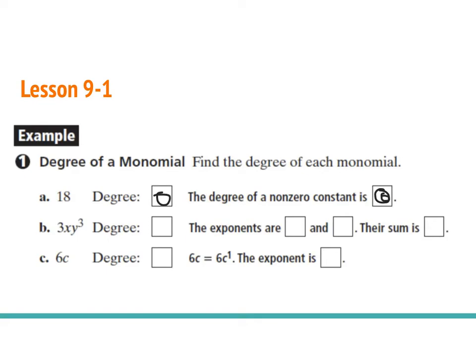Okay. So in the next monomial, 3xy to the third, notice how x has a power of 1 and y has a power of 3. And so in order to get the degree of that monomial, we just add those powers up and we get 4. So that monomial has a degree of 4. And then in 6c, again, we don't write that power of 1. So you have to understand that it's there and it's imaginary. And then the 6c has a degree of 1.